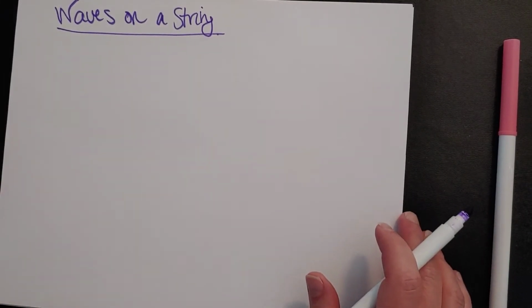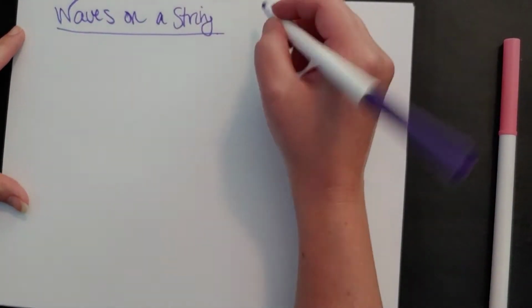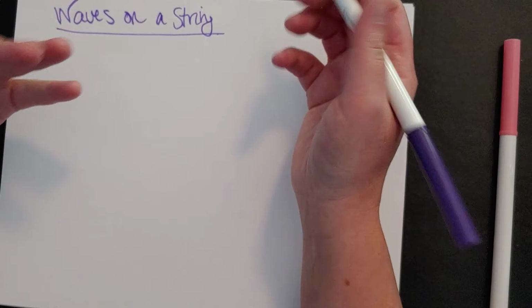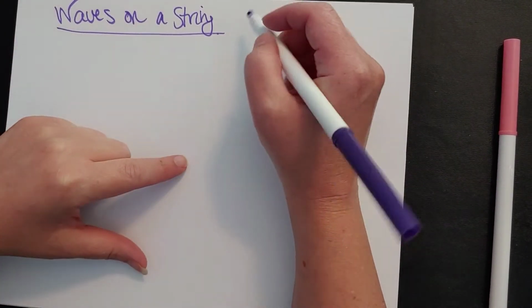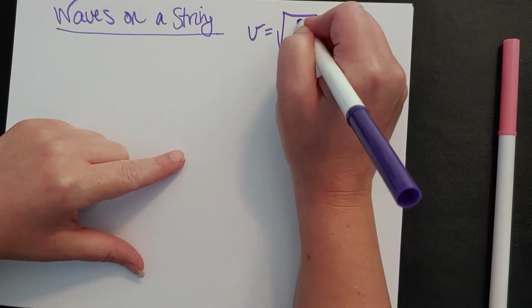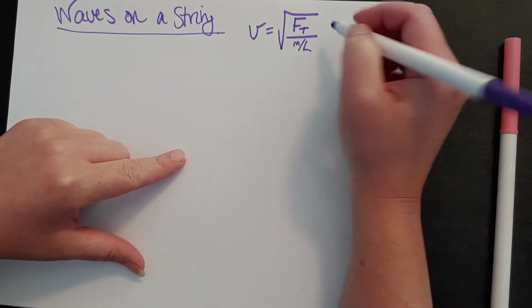Okay, let's keep going on waves. So waves on a string. We talked about how the speed of sound in a material, or the speed of the wave, depends on the medium. So for a wave on a string, we have this thing. So let's talk about that.